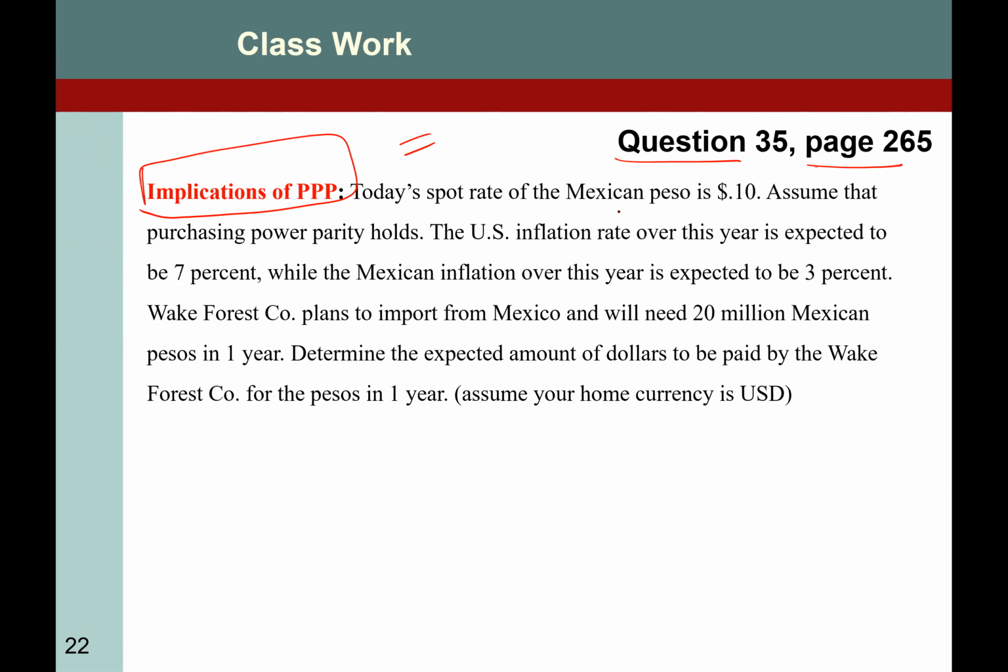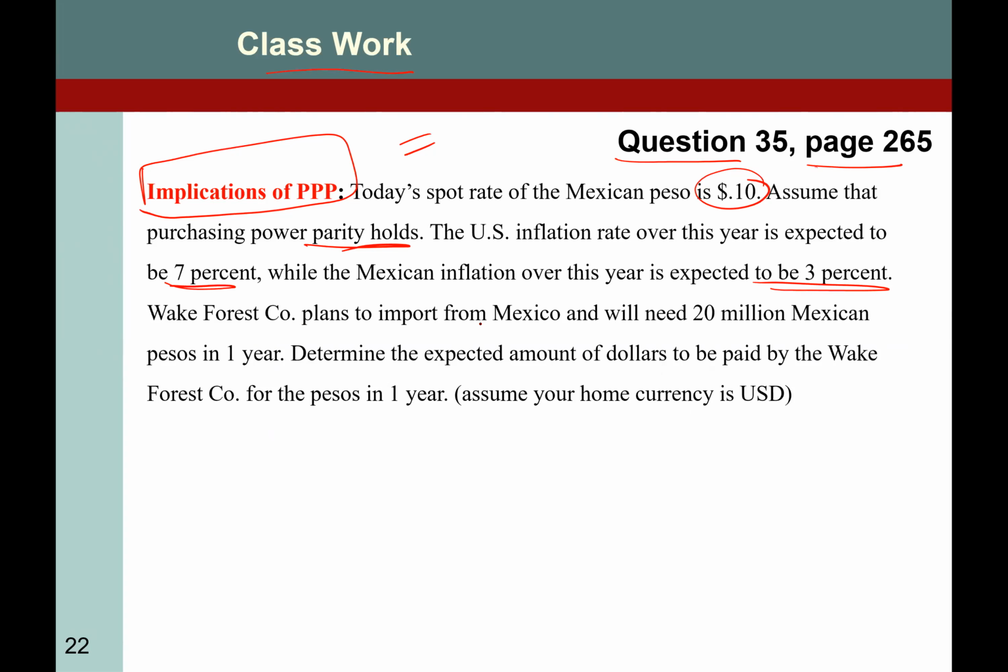Let's talk about this question. I'm going to read it, and then you are required to do the calculations. Today, the spot rate of the Mexican peso is $0.10. Assume that purchasing power parity holds. The US inflation rate over this year is expected to be 7%, while the Mexican inflation over this year is expected to be 3%.